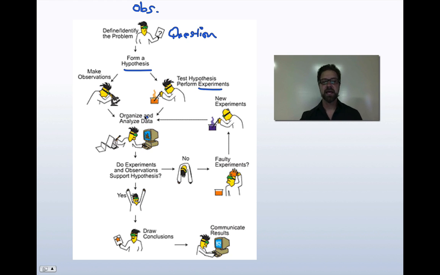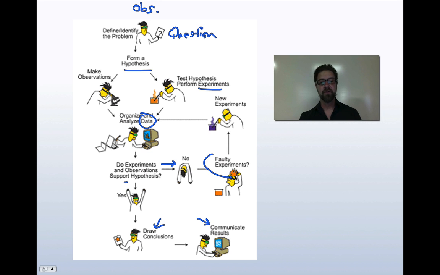During the experiments, we take data and then we organize it and analyze it using graphs. And if we follow our little flow chart here, do experiments and observations support the hypothesis? In some cases, yes. In some cases, no. If the case is yes, you get to celebrate a little bit here, and then you get to write about your conclusions, how your experiment supported the hypothesis that you had, and then you're allowed to communicate those results to other scientists to peer review it.